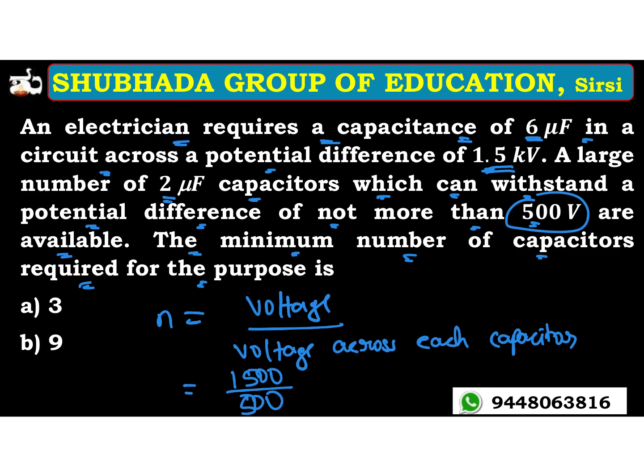So now, the capacitance of 6 microfarad in the circuit of potential difference of 1.5 kilovolt, a large number of 2 microfarad capacitors which can withstand a potential difference of not more than 500 volt are available. The minimum number of capacitors required for this, in such cases, I will get as 3 here. This is the number of rows.